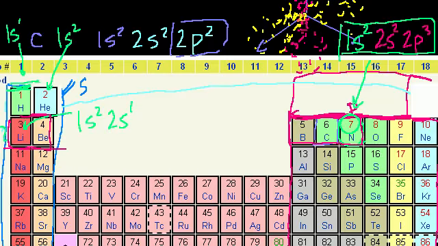If I wanted to figure out the configuration of silicon, right there, what is it? Well, we're in the third period: 1, 2, 3. That's just the third row. And this is the p block right here. So this is the second row in the p block: 1, 2, 3, 4, 5, 6. We're in the second row of the p block.